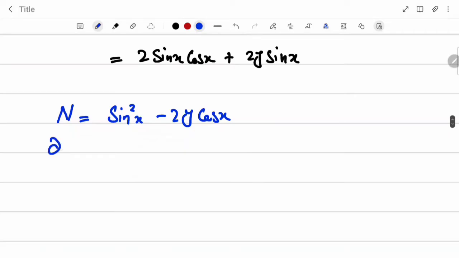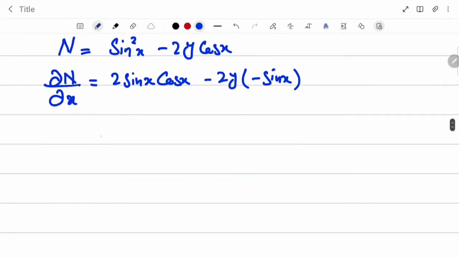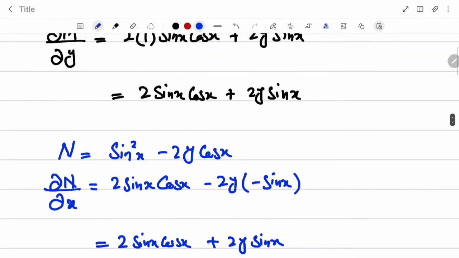So, ∂N/∂x equals, okay, the derivative of 2 sin²x: 2 comes forward with the power rule, then the derivative of sin x is cos x, then -2y remains there. What's the derivative of cos x? That's -sin x. So that ends up as 2 sin x cos x + 2y sin x. Now just consider both answers. They are the same.